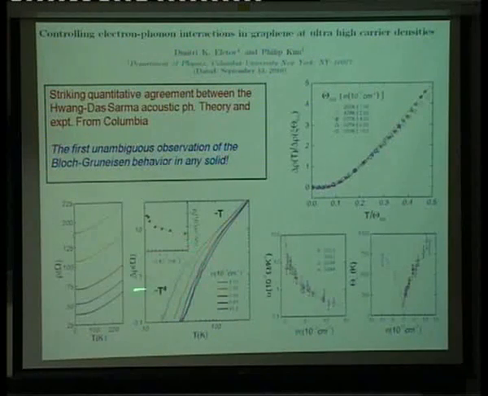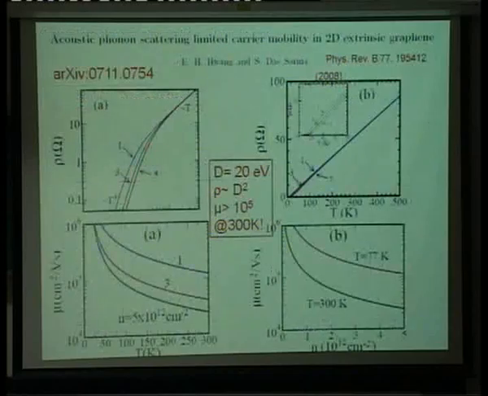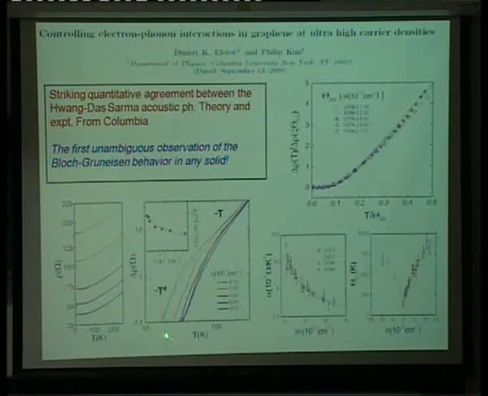See, beautiful T to the power 4 behavior. And it agreed quantitatively, with no fitting parameter, with the theory that came 2 years before the experiment, this theory. And so clearly the Bloch-Grüneisen regime is showing up. And somebody should do this experiment in topological insulator. I'm sure it's going to show up there also at fairly high temperature. And the claim is that this is the first unambiguous observation of the Bloch-Grüneisen behavior in any solid.